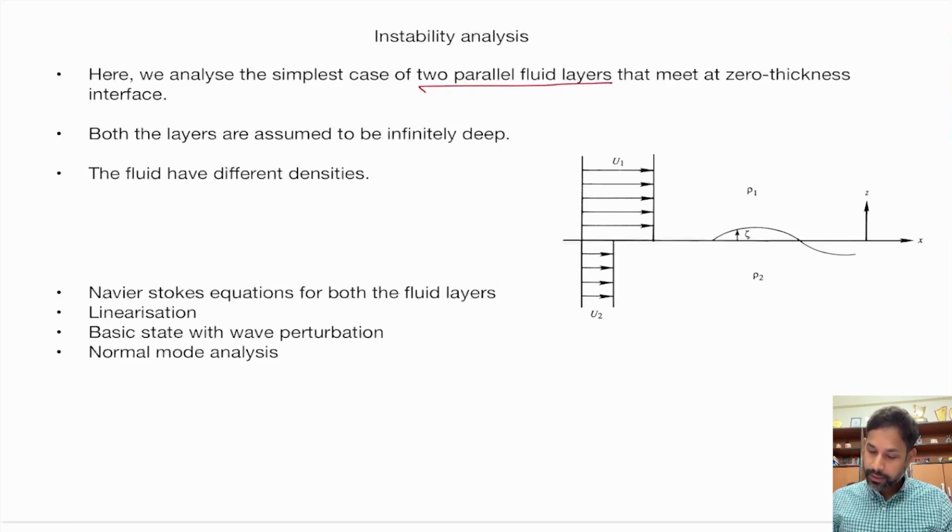meet at a zero thickness interface. So what does it mean by zero thickness interface? So here we are assuming there are these two fluids. This is layer 1 and this is layer 2. Okay, where layer 1 has the density of rho 1 and layer 2 has the density of rho 2, which is greater than rho 1.